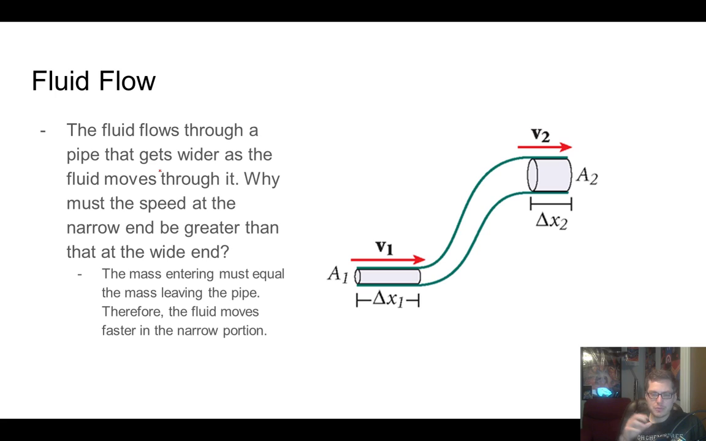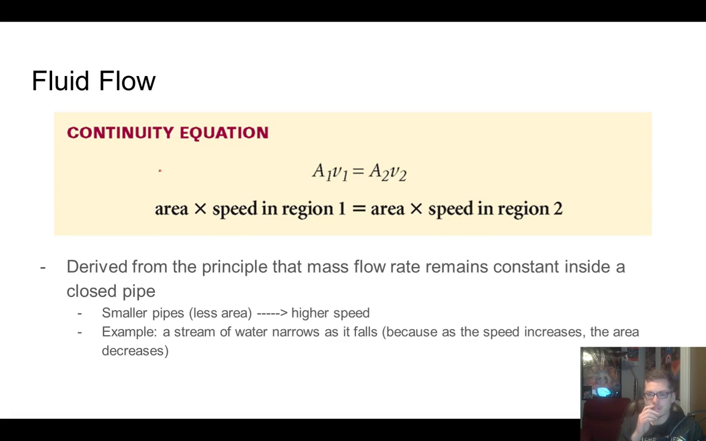Okay, so if it goes from a fat portion to a skinny portion, your mass has to remain the same. So as it goes from a big diameter to a small diameter, the fluid must be getting faster. And then as it goes from a skinny portion to a fat portion, the fluid must be getting slower. Okay, so we get this idea of what's called the continuity equation.